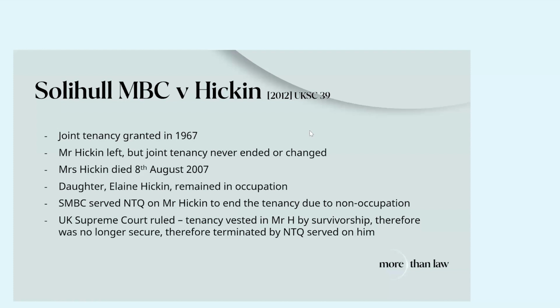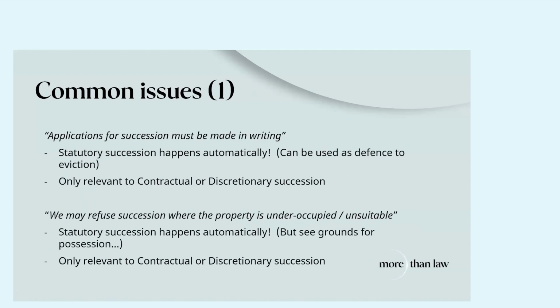So I'm just going to run through a few common problems that I have come across over the years. The classic one is that a lot of housing clients' succession procedures that I've reviewed say that applications for succession must be made in writing. Well, it depends, because if it's a statutory succession, then they don't need to technically apply for it. It just happens automatically. Although, obviously, it helps if the next of kin let you know that they're living there so that you can process it and update your records.